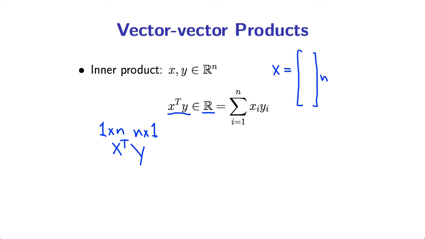And by the definition of matrix multiplication, what this will actually be equal to is the sum of the product of all corresponding elements xi times yi. So we take our vector x transpose, times our vector y. We take all the corresponding elements, multiply them together and add them up, and that is our inner product x transpose times y.